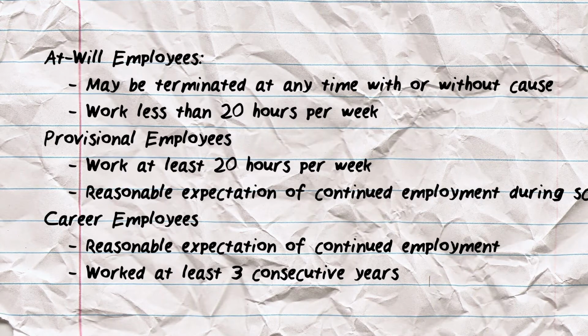There are basically three types of employees: at will, provisional, and career. All three may be disciplined or terminated, but the reasons and procedures for each may differ depending on the circumstances.